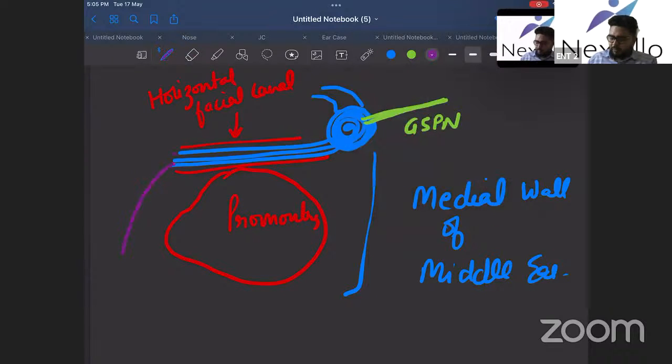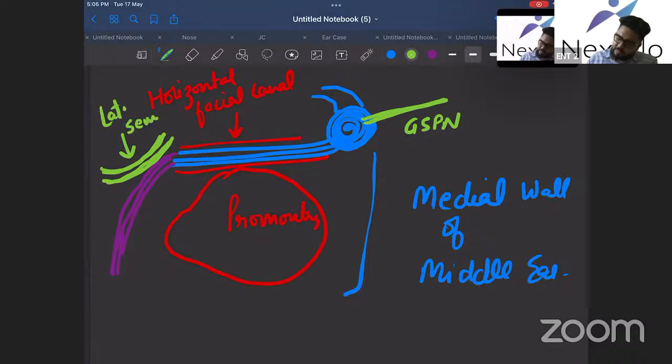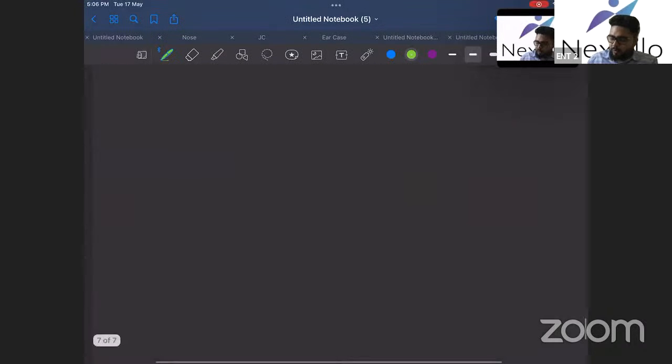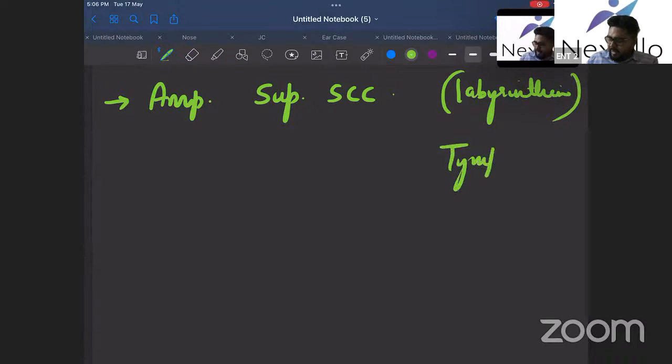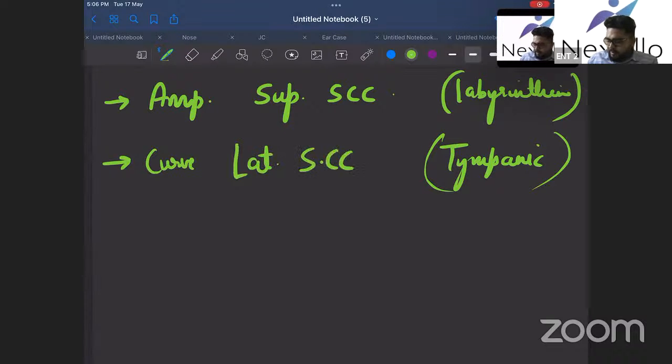Now this nerve will become vertical, and this will lie in close proximity to the curve of the lateral semicircular canal. So labyrinthine part was in close proximity to the ampullated end of superior semicircular canal, whereas the tympanic or the horizontal part lies in close proximity to the curve of the lateral semicircular canal.